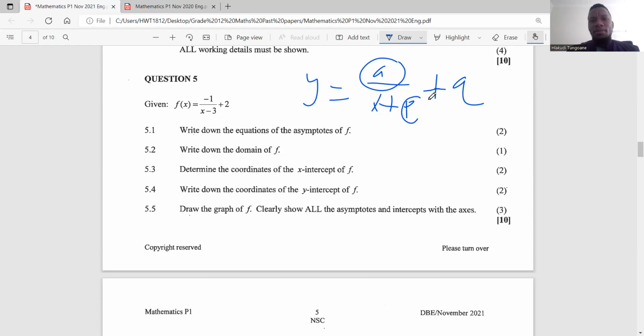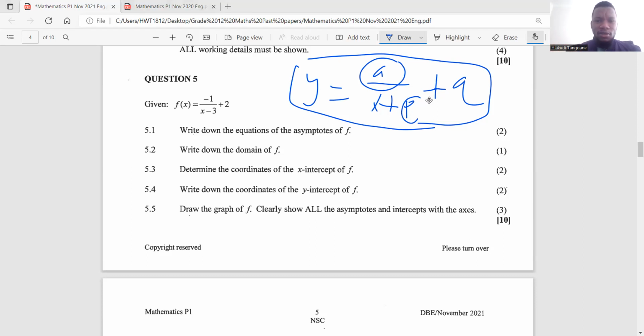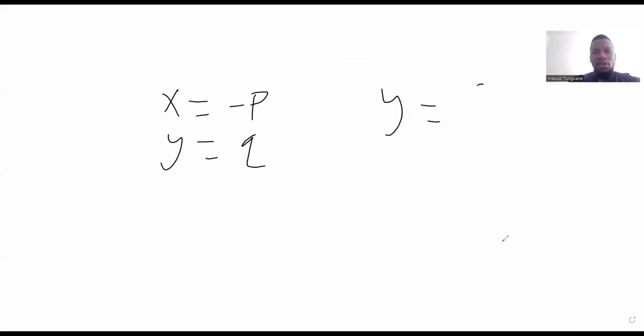So already, by knowing this form, you should be able to answer most of this question, right? So let's look into these questions. They wanted us to determine the equations of the asymptotes of f. If we remember, the equations of the asymptotes are x equals minus p and y equals q, right? So all we need to do is look into our equation.